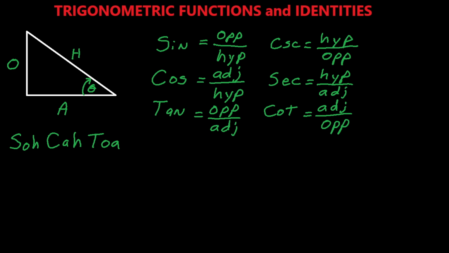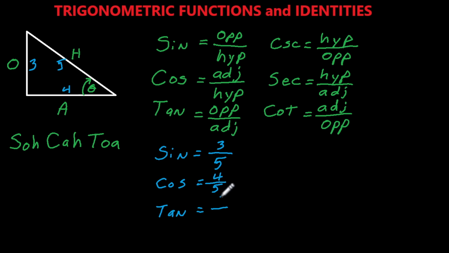Let's label the triangle a 3, 4, 5 right triangle and use the 3, 4, and 5 to find the sine, cosine, and tangent for this triangle. So for sine, we have opposite over hypotenuse, which is 3 over 5. Cosine is adjacent over hypotenuse, which is 4 over 5. And finally, tangent is opposite over adjacent, which is 3 over 4.